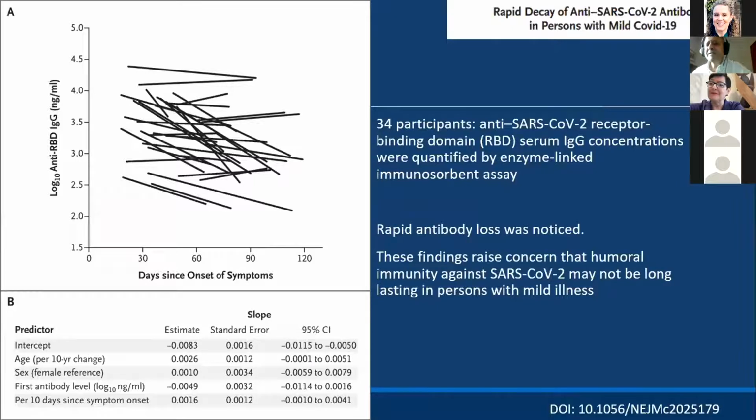There's this paper that described, in the New England Journal of Medicine, the rapid decay of antibodies. And in this paper, they noticed that within 3 months, the antibodies start to disappear in patients, especially in asymptomatic patients.